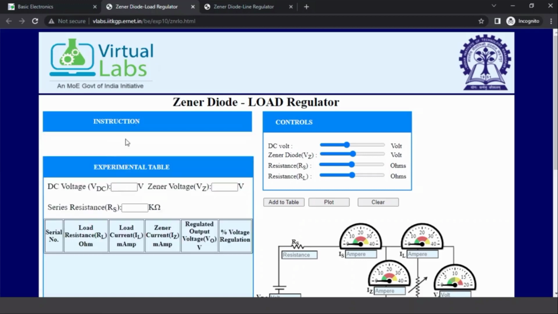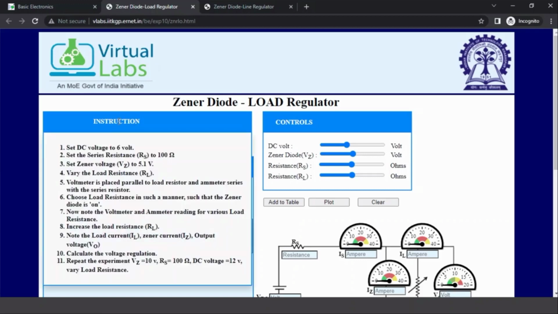So we need to vary the load resistance from minimum to maximum value and check at what range this is providing regulation. Now the same thing you can repeat once you get this. Repeat the experiment with Vz equal to 10 volt, Rs equal to 100 and DC voltage as 12 volt. That means use another Zener diode at 10 volt and also do this experiment. So the first part is enough in this particular case.